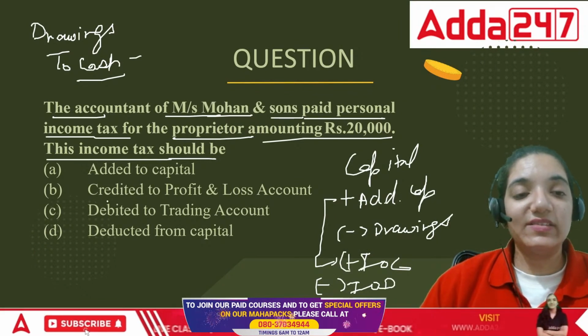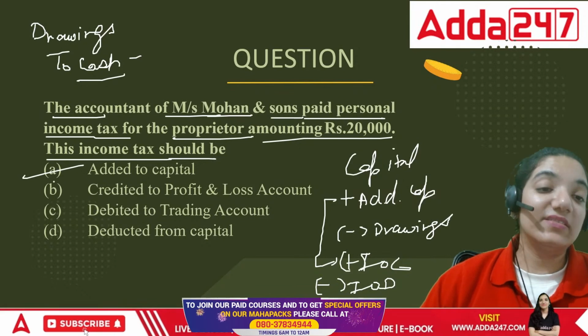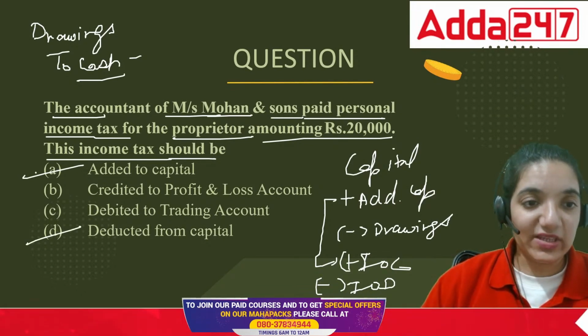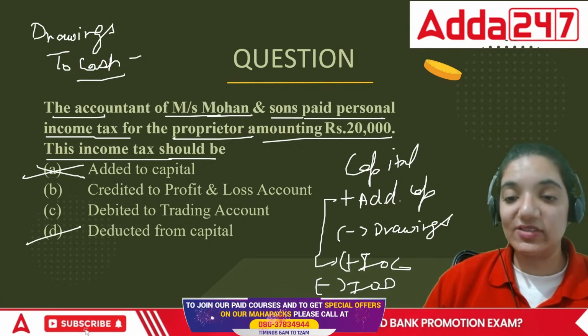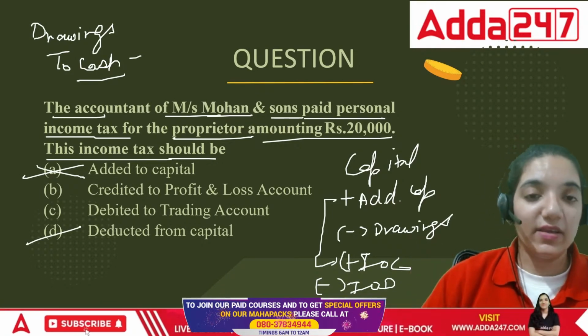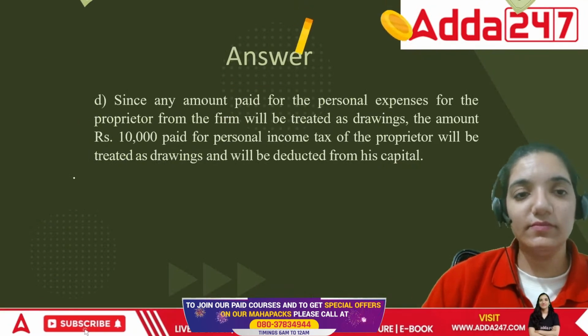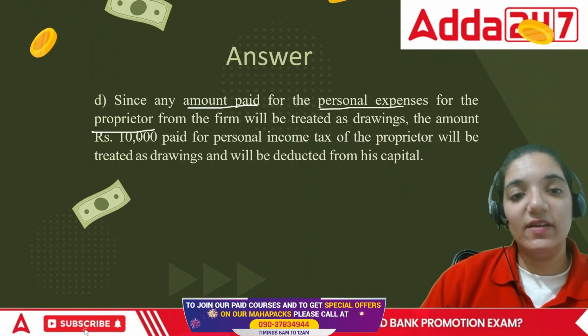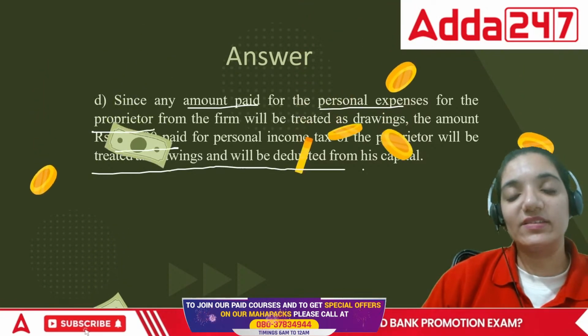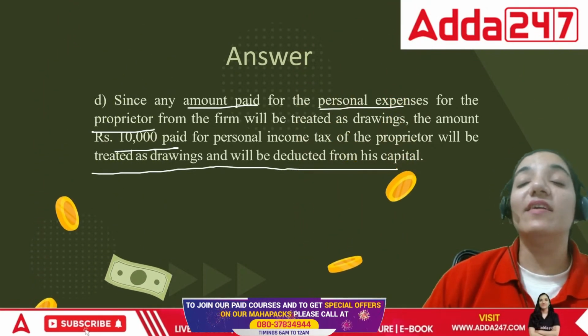So in this case, the correct answer is that this is deducted from the capital. This will reduce the capital. Whenever we make any kind of drawings, this will always reduce our capital. Since this is the amount paid for the personal expenses of the proprietor, this 10,000 will be treated as drawings, and drawings are reduced from the capital.